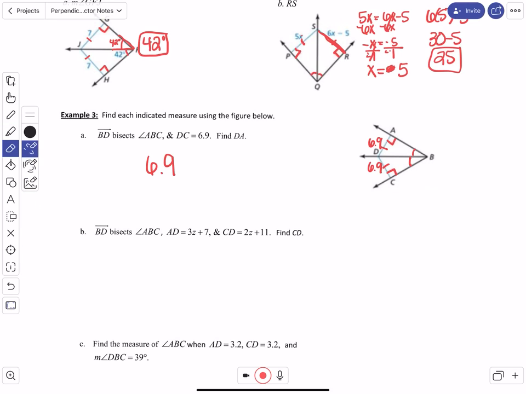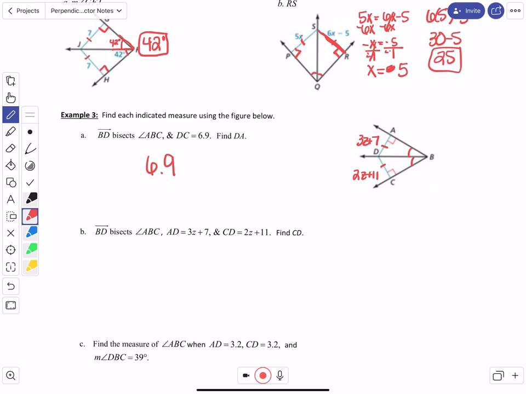Okay. All right. So I'm going to go back and erase this because I got to get it ready for my next problem. Okay, so in part B, it tells us that BD bisects ABC, or ADC, sorry. That already tells me that these two parts are going to be congruent. AD is going to be 3Z plus 7, and CD is 2Z plus 11. And it wants us to find CD.